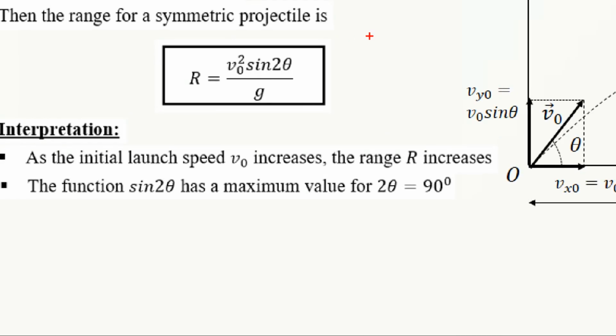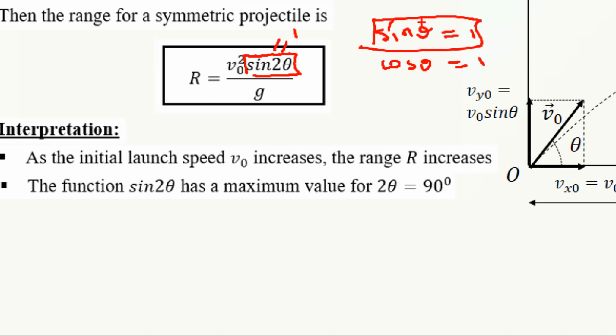Now you know that the sine function and the cosine function have a maximum value equal to 1 and a minimum value equal to minus 1. So basically this function has a maximum value equal to 1, and this happens whenever the angle is 90 degrees. So we're going to say that this would be maximum if the angle, which is here in this case 2 theta, is 90 degrees.